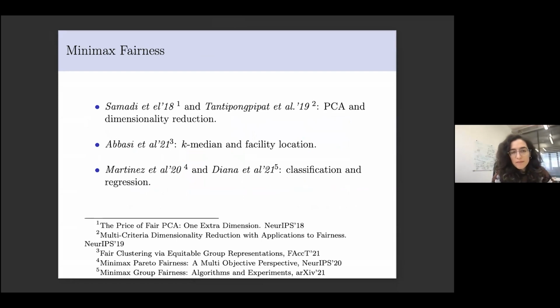So we call this social fairness, but this is analogous to the notion of min-max fairness that we came up with a couple of years ago and studied in the context of principal component analysis and dimensionality reduction more broadly. Abbasi et al. studied this notion of fairness independently for k-means and came up with the same approximation algorithms as us. They also studied it for k-median and facility location. Min-max fairness has been studied in other contexts, including classification and regression as well.